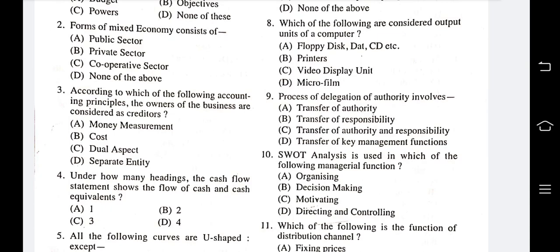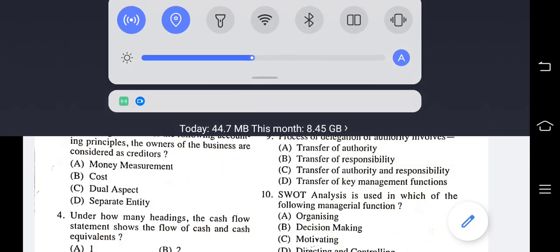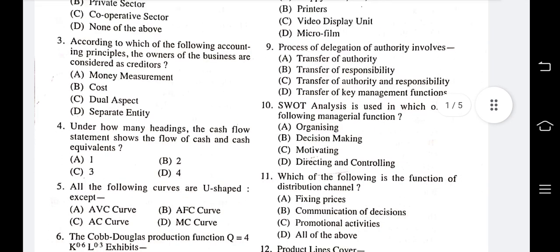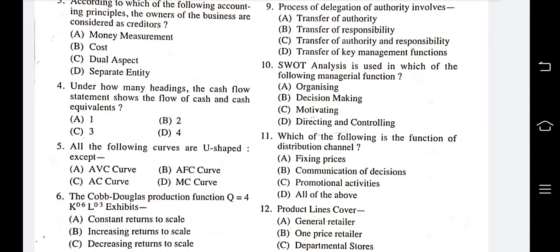Next, under how many headings does the cash flow statement show the flow of cash and cash equivalents? Options: 1, 2, 3, 4. The answer is C, that is 3.